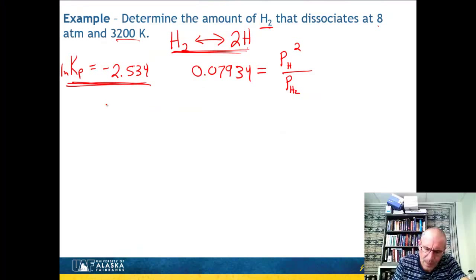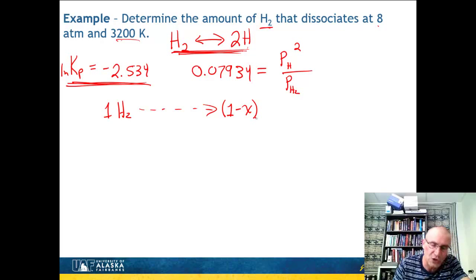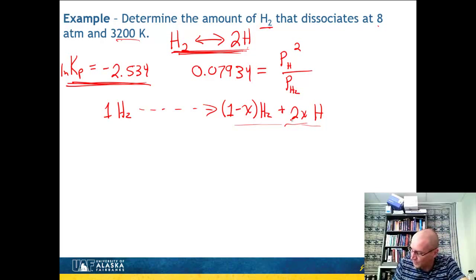Okay, so this is the reaction that's going on. But let's think of the actual system. Let's say I start off with 1 mole of H2. I take it up to this temperature and pressure. So what I'm then going to have is a mixture of H2 and H. And how much am I going to have? Well, I'm going to have 1 mole minus however much dissociates. I'll call that X. That's the amount of H2, plus, and then how much H? Well, for every X of H2 that breaks up, I'm going to get 2X of H. So here's my new equilibrium composition: 1 minus X of H2 and 2X of H.